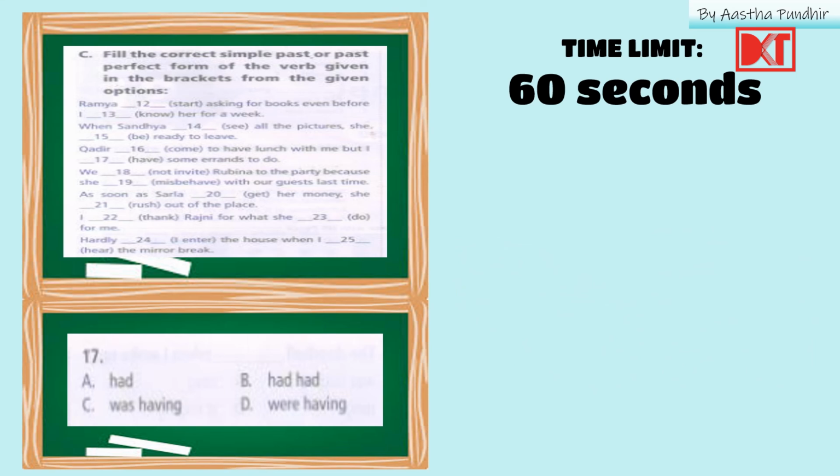Kadir came to have lunch with me, but I dash some errands to do. So again, here we will be having past tense. We will be using simple past. So I, for have, the past one is had. So I had some errands to do. The answer is A.